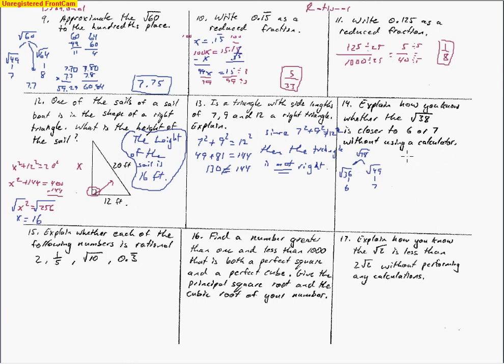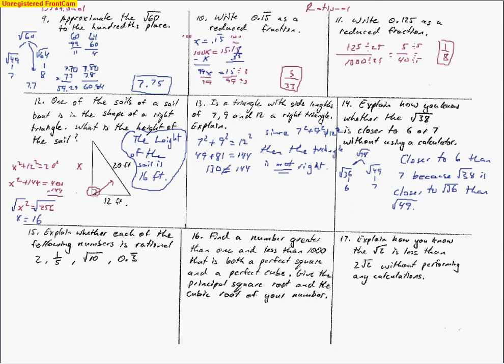So closer to 6 than 7, because 38 is closer to 36 than 49. And those are the square roots that we'd end up having. So closer to 6, because the square root of 36 is closer to the square root of that 36 than the square root of 49.